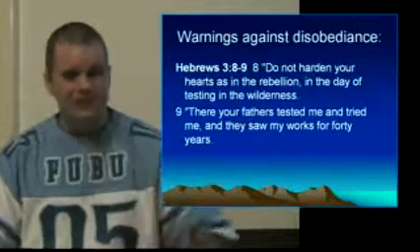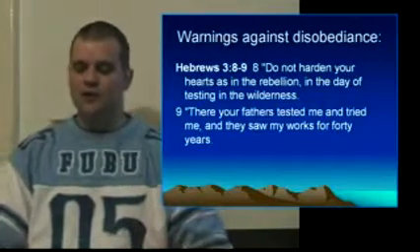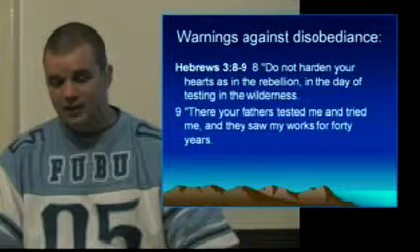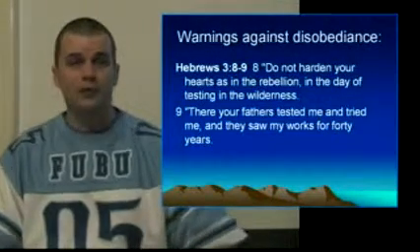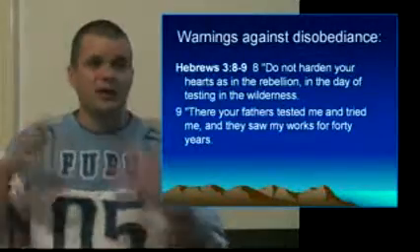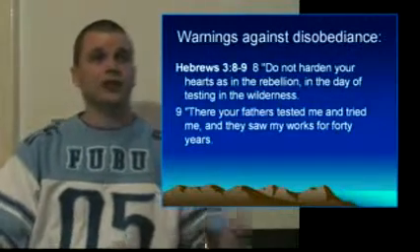And there's warnings against disobedience, like in Hebrews 3, verse 8, it says, do not harden your hearts as in the rebellion in the day of testing in the wilderness. There your fathers tested me and tried me, and they saw my works for 40 years. So this is quite a safe application to make, because even in the New Testament, this application is made. Don't be like the first generation.